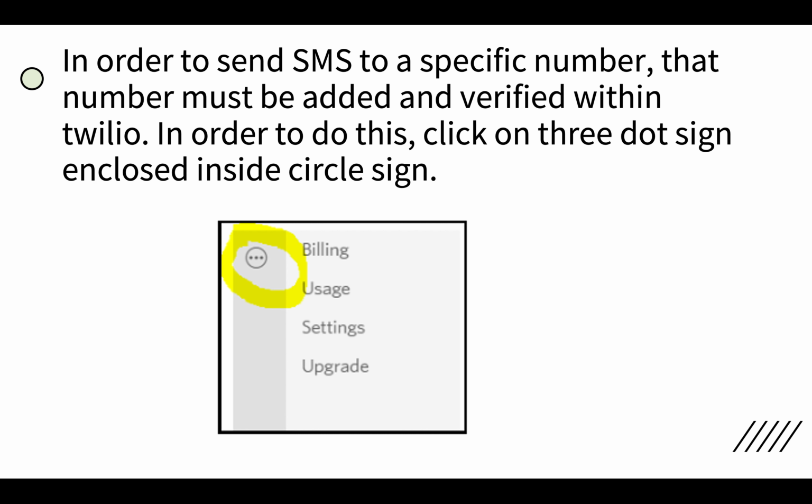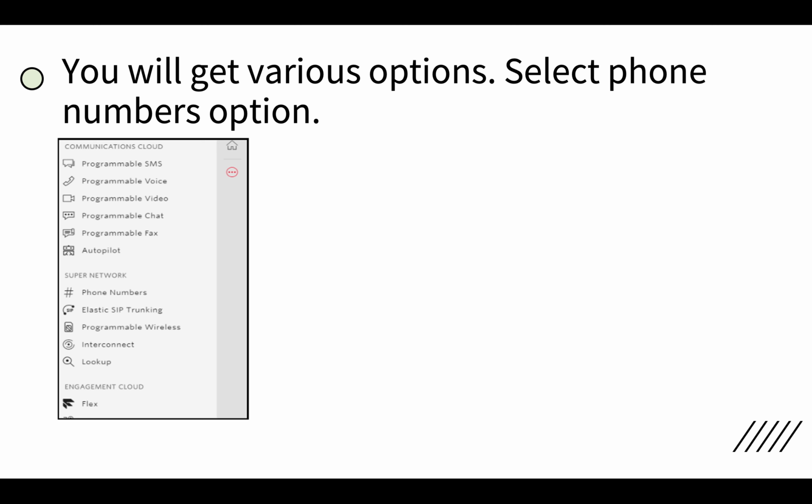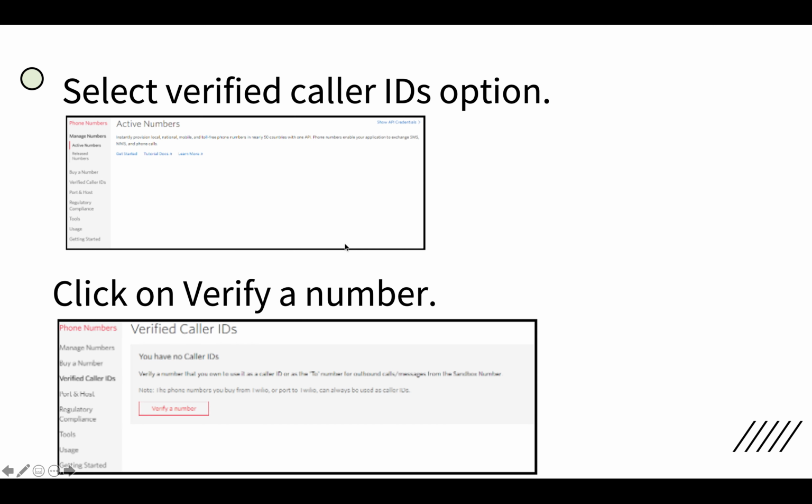But it doesn't mean the other person also needs to be a Twilio user. You just need to add that number and get it verified. Verification will be OTP based. Here you can see the different offerings from Twilio, like SMS, voice, video, chat, fax, and Autopilot, which is for chatbots. And these are the other functionalities on the infra level. We will be trying to cover most of these in our upcoming videos as well.